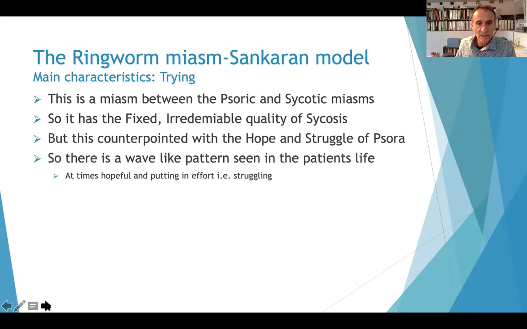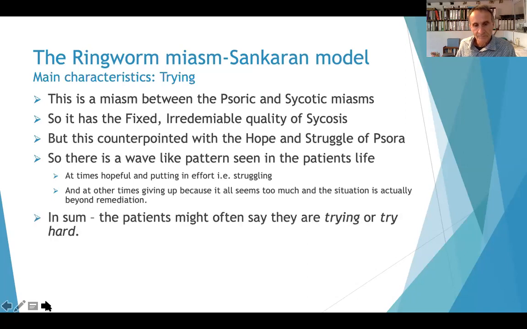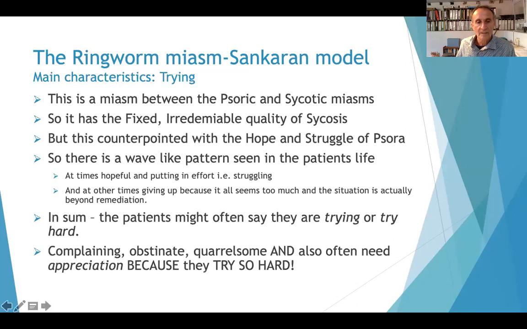Quite often we see a wave-like pattern in the patient's life, sometimes hopeful and putting in effort, in other words, struggling to achieve something. At other times I feel it's all too much and I need to give up. So we see the psychotic element coming in. Patients might often say they're trying or try hard. We can see a complaining, obstinate, quarrelsome nature, and they often need appreciation because they're trying so hard. We can think of calc sulph, calc sil as remedies that need appreciation in a big way.